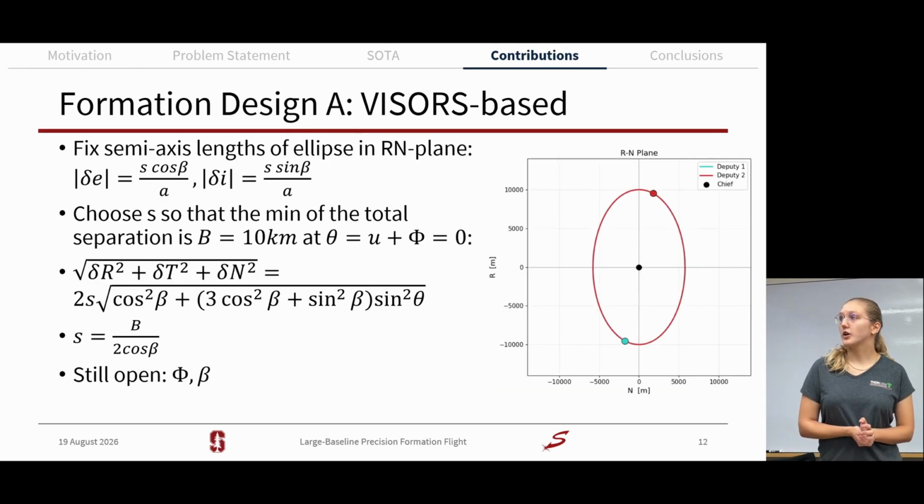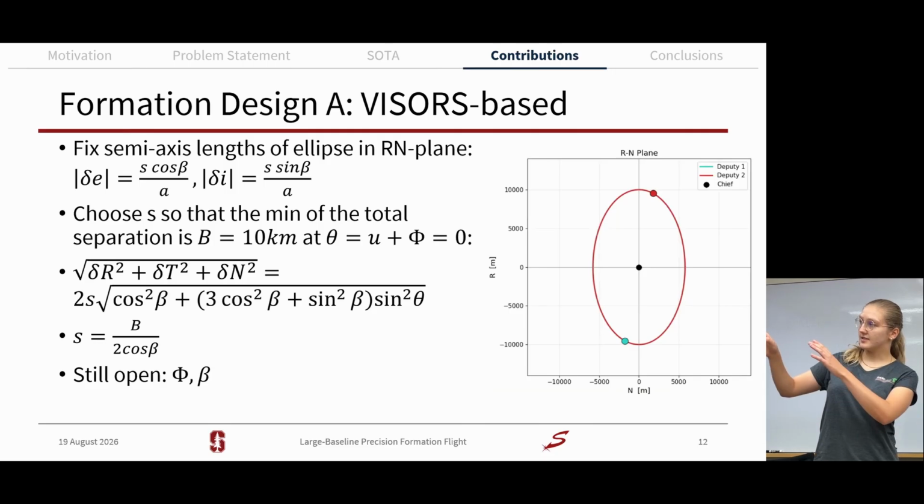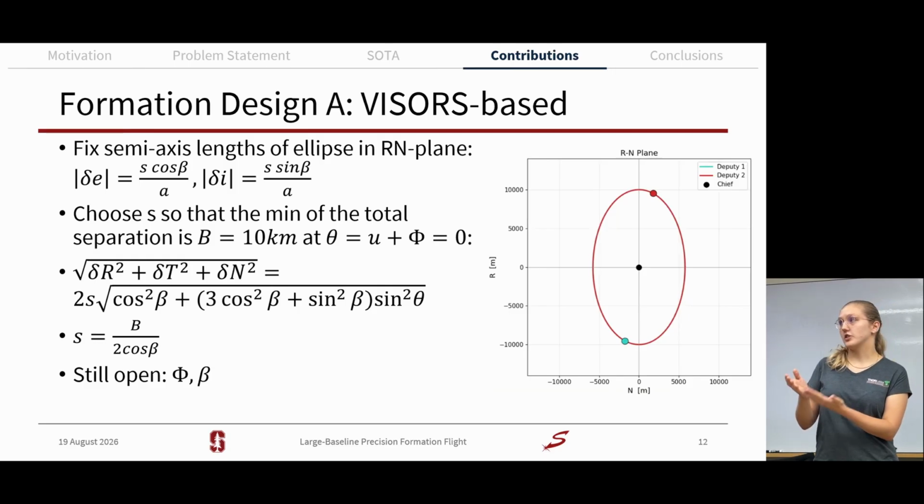This is where it gets a little bit more interesting, to fix also the semi-axis length of the ellipse that this relative motion draws in the RN plane, as seen on the right here. We parameterize it with an angle beta that is essentially the ratio of how far the ellipse in the RN plane extends in the radial direction versus in the normal direction. So this is an example plot for beta 30 degrees, which means that the extension is larger in the radial direction than in the normal direction. And then how do we choose s?